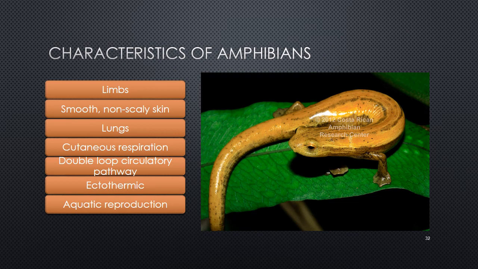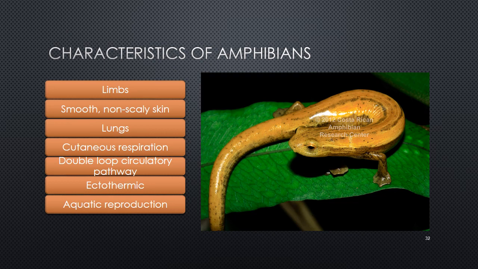Characteristics of amphibians. Like we said, limbs is going to be one, particularly 4 limbs. And now instead of having just gills, we've moved on and we have lungs. Their skin is smooth, it's not scaly. They go through what's called cutaneous respiration. So in addition to lungs, they have gas exchange that occurs across their skin. And that is the reason that amphibians still require a very moist environment. They have a double loop circulatory pathway, still a closed circulatory pathway, but remember with fish we had a single loop. Now we have a double loop.